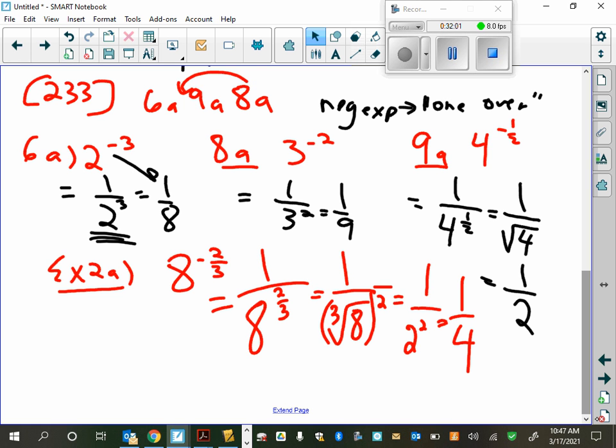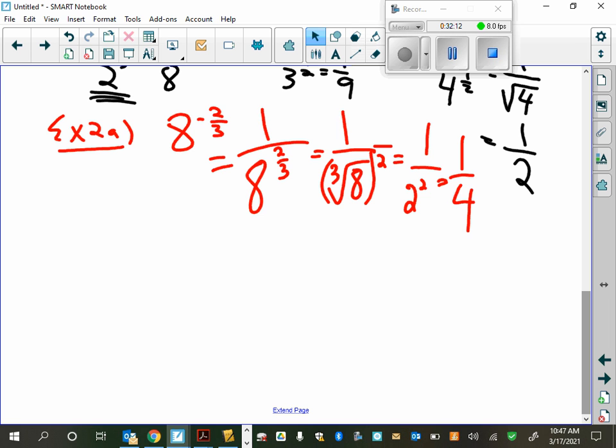Okay, let's move on to 9G. What's 9G? Why is that so special? I don't know. That's the same thing we just did. Go ahead and do this one, 9G. 9 to the negative 3 halves, just to get used to what you do when you have negative signs. 1 over, 1 over, 1 over.